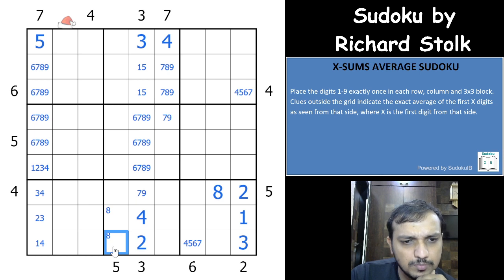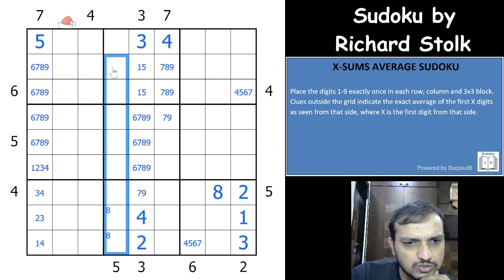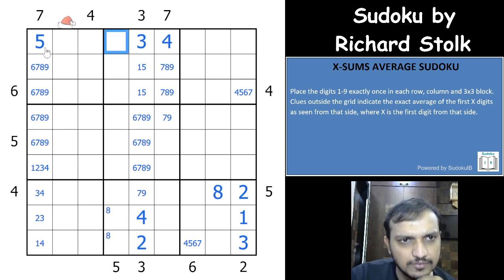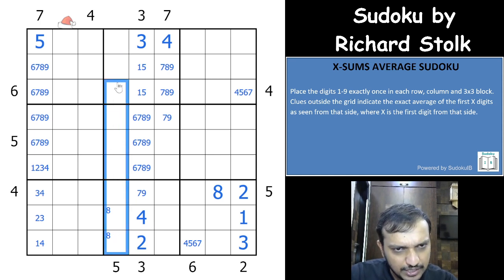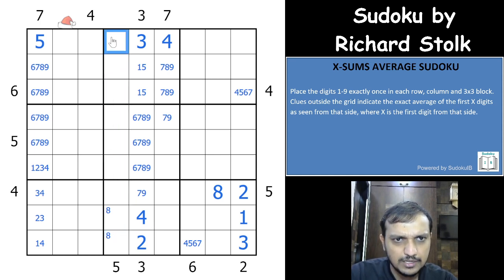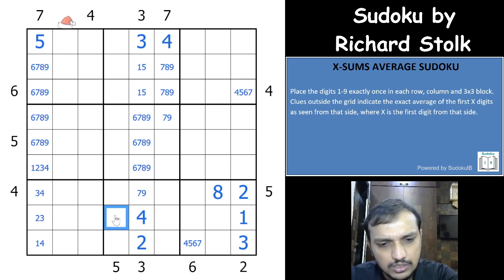Oh, 8 cannot be here because sum of first 8 digits would have to be 40 and this would have to be a 5. Awesome. If 8 is here, sum of first 8 digits would have to be 40 and the remaining last digit would have to be 5. You already have a 5 here, so 8 is not possible here. This is an 8.